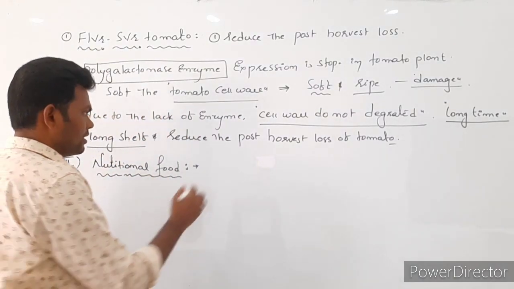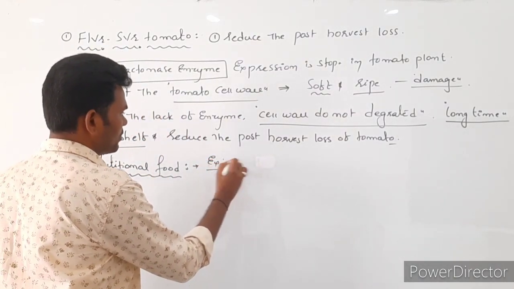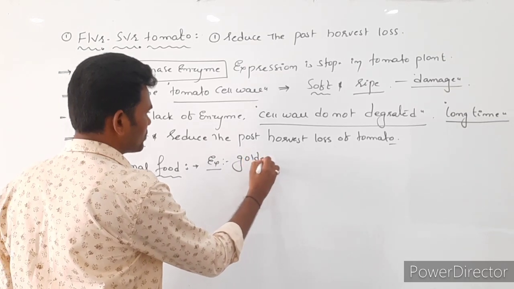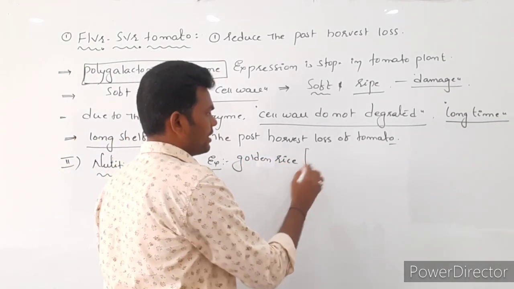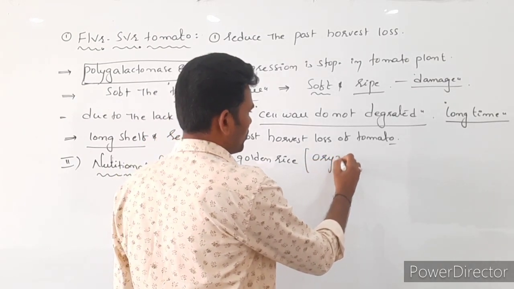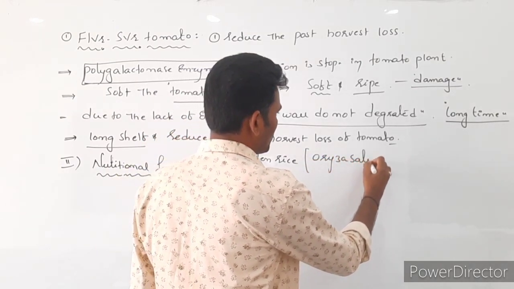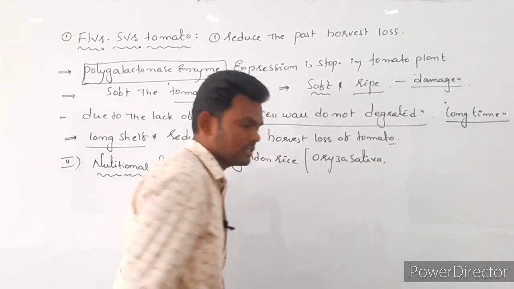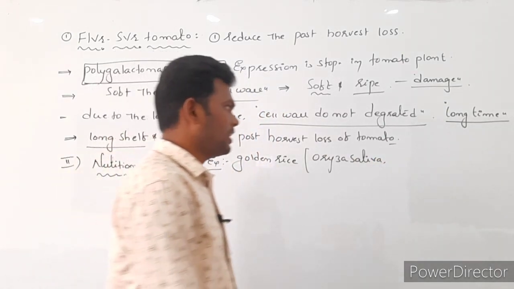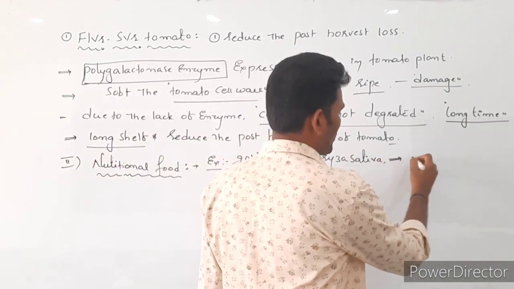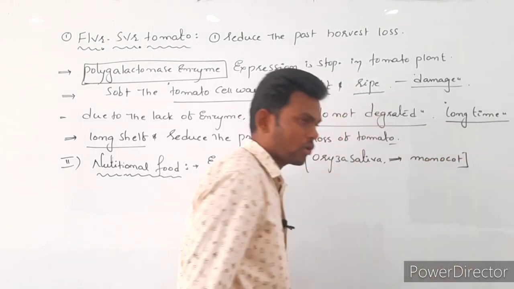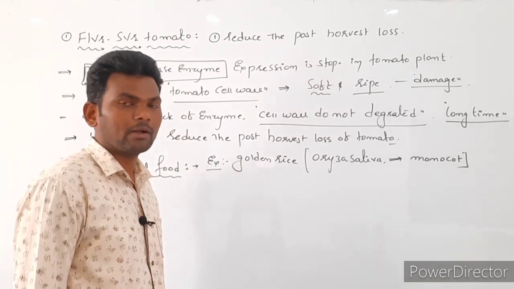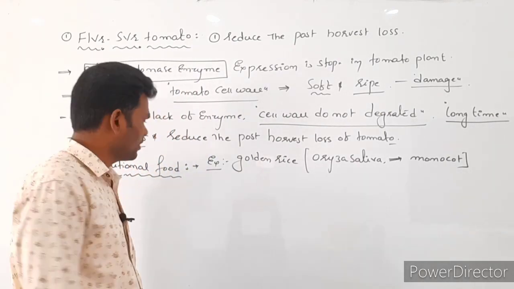Here for nutritional food, the best example is golden rice. Rice's scientific name is Oryza sativa, genus and species. It belongs to the Gramineae family, monocot. 3+3. Just recall the morphological knowledge.